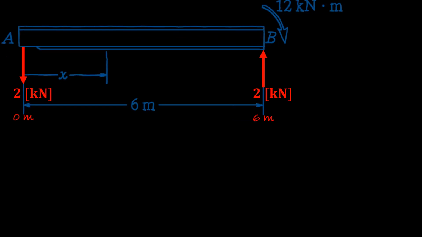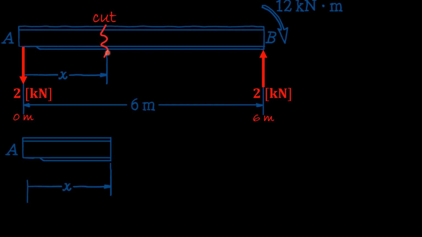Now, we want to make a cut so we can find the internal shear force and the internal net moment that is caused by the external loads, like the 2 kilonewton at A and the 2 kilonewton at B, and the external moment at B, which is the 12 kilonewton times meter. So here we will make a cut at an arbitrary distance x, and this arbitrary cut will start from the left hand side from 0 meter all the way to an x amount of meters.